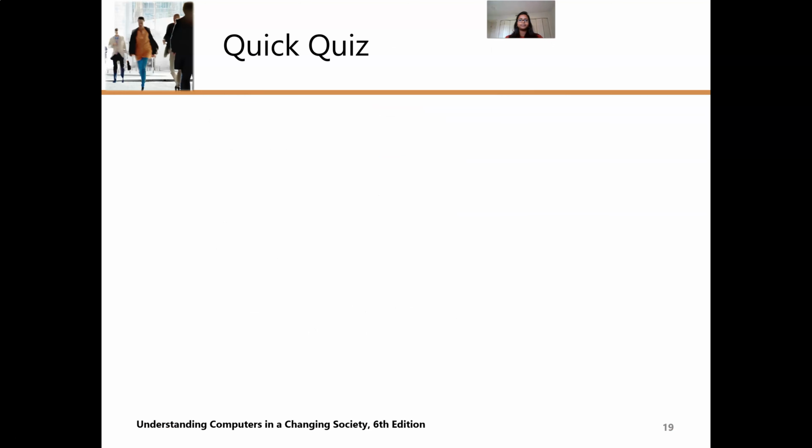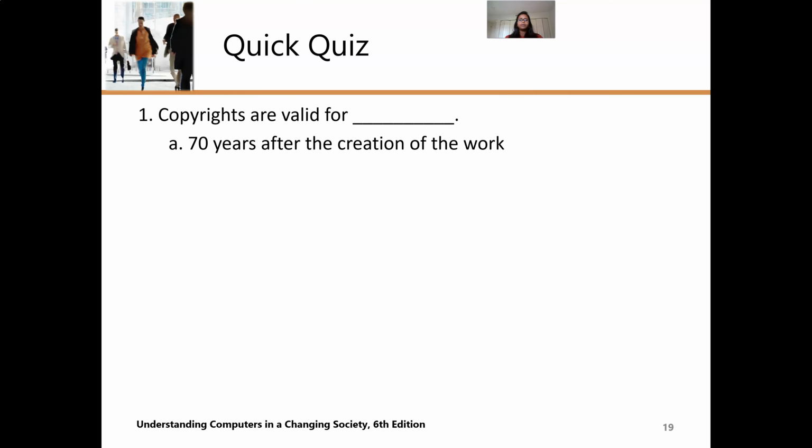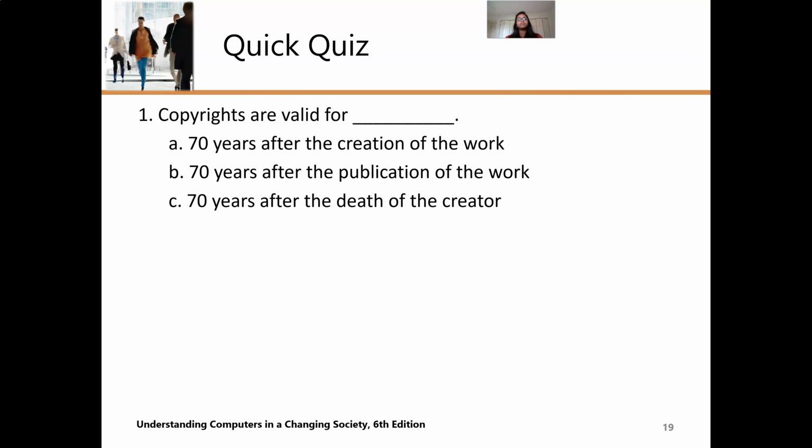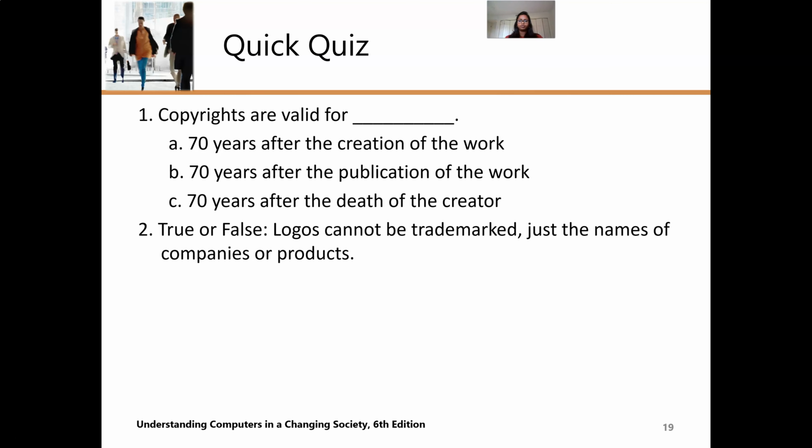It's time for a quiz now. Copyrights are valid for how long? Is it 70 years after the creation of the work, 70 years after the publication of the work, or 70 years after the death of the creator? True or false? Logos cannot be trademarked, just the names of companies or products. Blank are used to protect inventions. I hope you're ready with the answers.